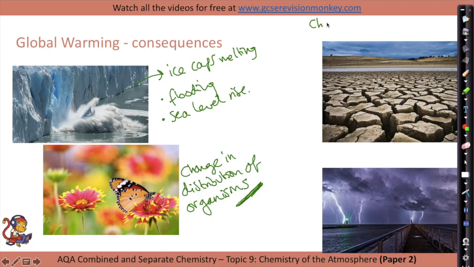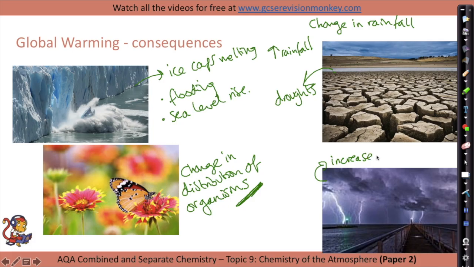We see a change in rainfall patterns. So that doesn't have to mean more rain. It could mean more rain, or it could mean droughts in certain areas, or more frequent droughts. And in other areas of the world, it could be increased rainfall. And extreme weather events become more frequent as well. So increased frequency of storms, for example, hurricanes and other more violent extreme weather events are associated with global warming.